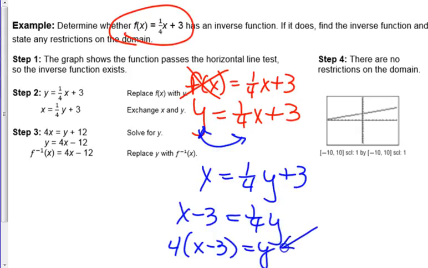Okay, this one is done for you right over here. At the end, they did go ahead and replace this with the inverse notation, and they distributed and got 4x minus 12. I would accept any variation of that, okay? You could distribute or not distribute, it's equivalent, so I don't care. And if you left it in terms of y instead of putting the inverse notation, I would take that as well.